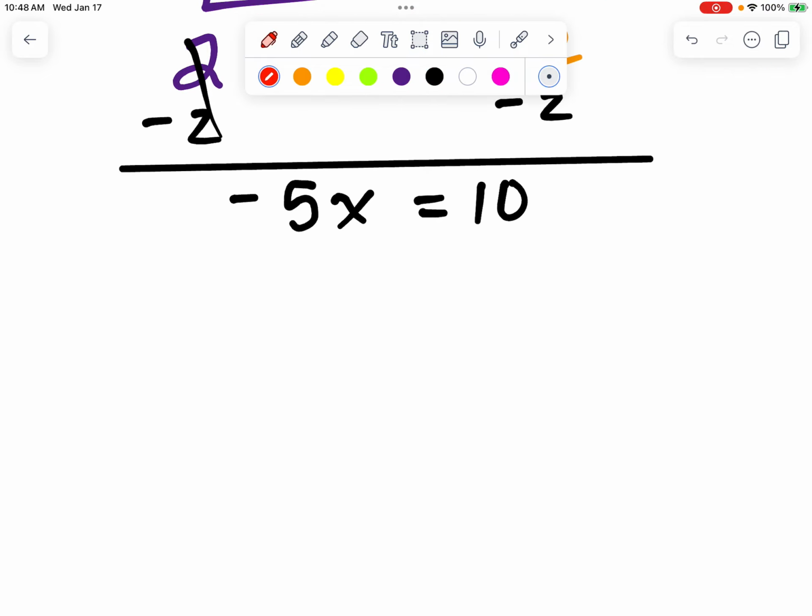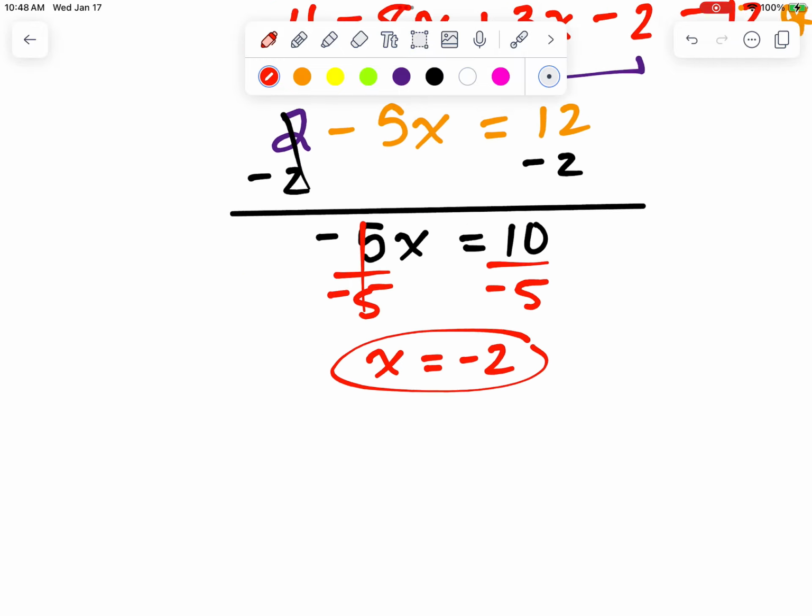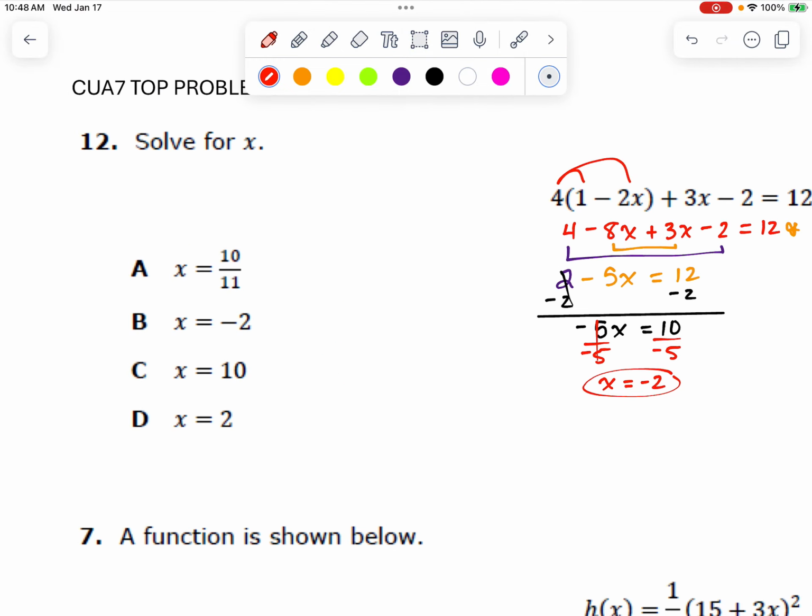Now we're ready to do the opposite of multiplying by negative 5, and that's to divide by negative 5. So divide by negative 5 over here. 10 divided by negative 5 is negative 2. So we can see our answer here is B.